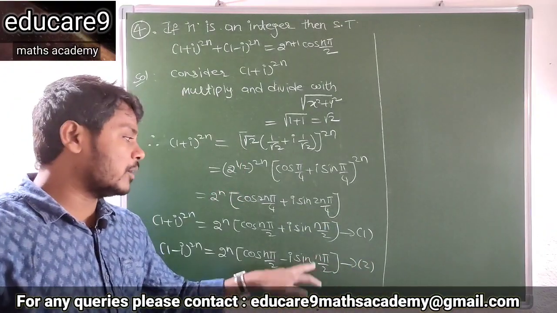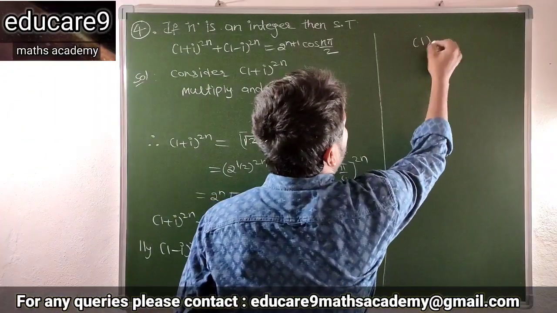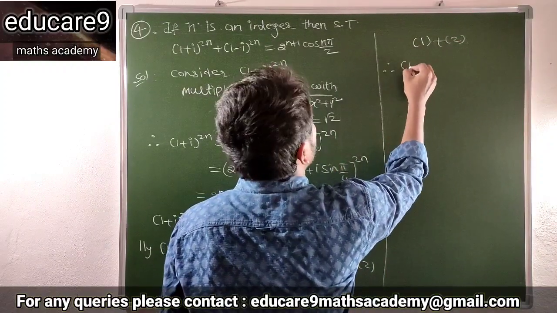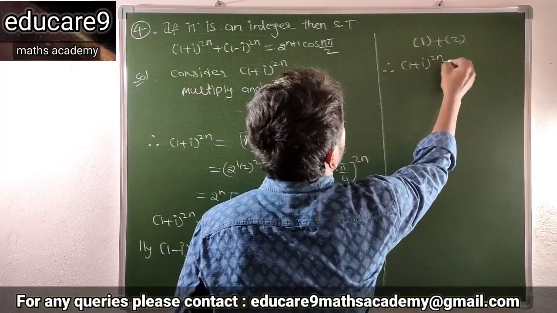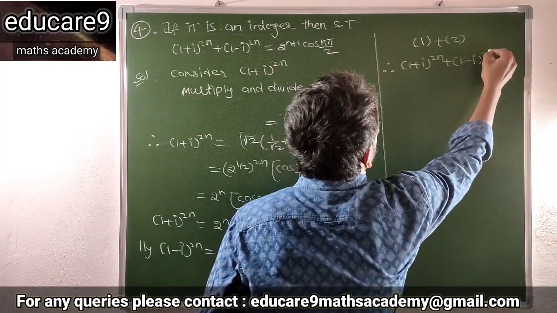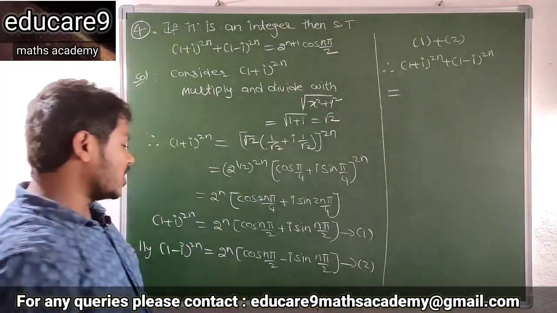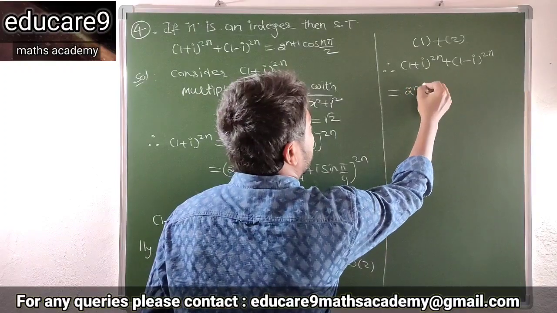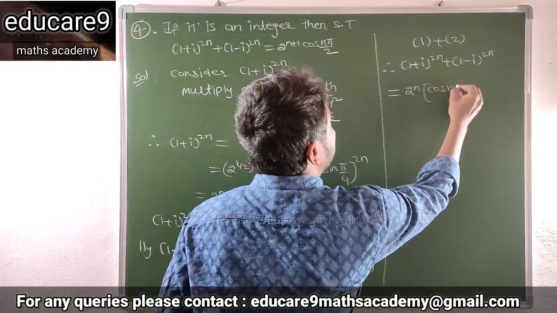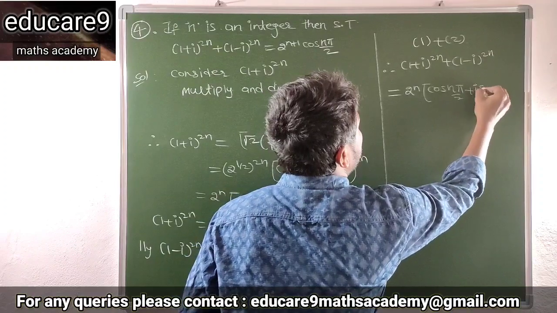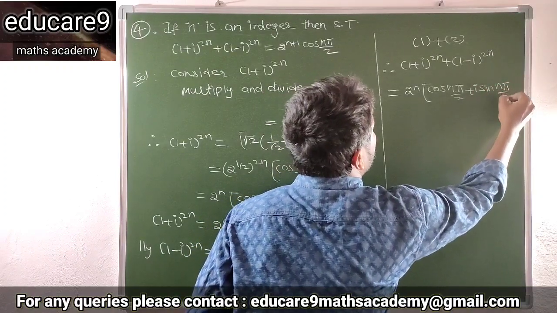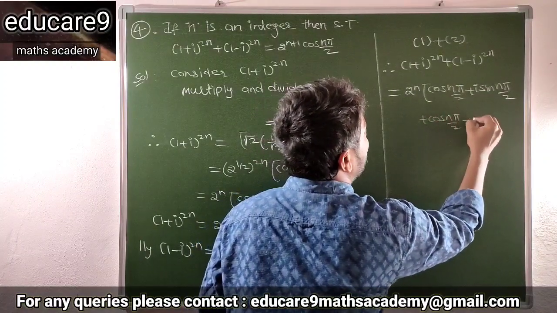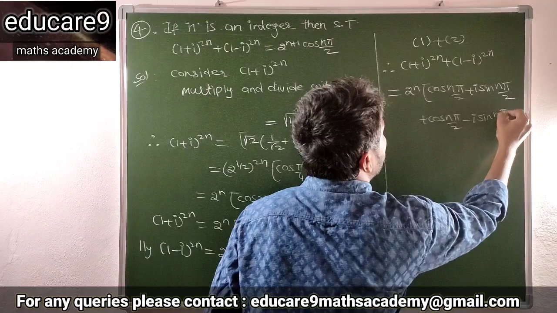So now here you have to add both equations, 1 plus 2. So therefore (1 + i) whole to the power of 2n plus (1 - i) whole to the power of 2n. So this is what, here in both terms 2 power n is common, and remaining terms (cos n pi by 2 + i sin n pi by 2) plus (cos n pi by 2 - i sin n pi by 2).